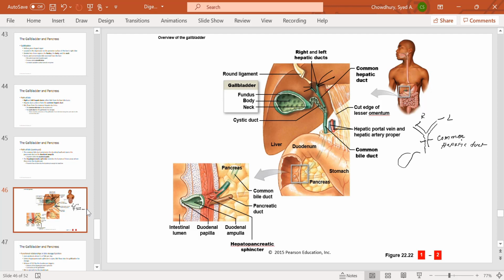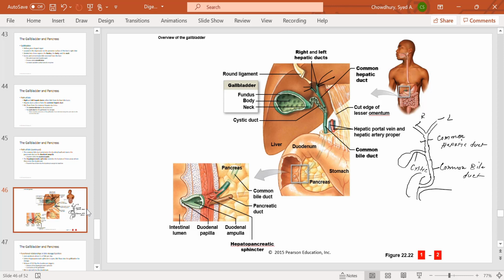From the gallbladder a duct arises that is called the cystic duct, okay. And when the common hepatic and cystic will join together, they will form a long duct that is called the bile duct, also known as common bile duct. Bile. So now no more hepatic, it is called bile duct, okay. And it will enter into the duodenum. Remember, the first part of the small intestine, will enter into the duodenum, okay.